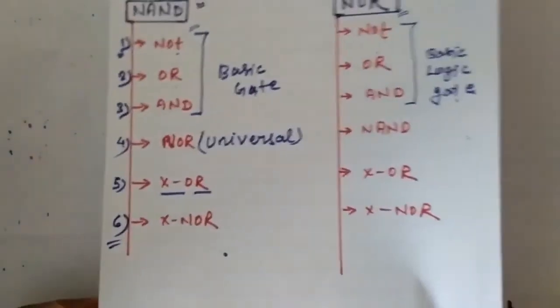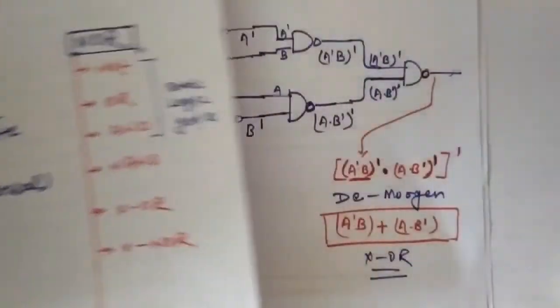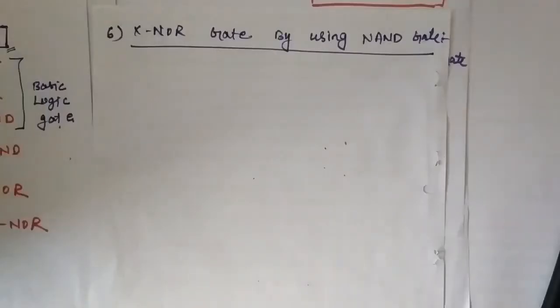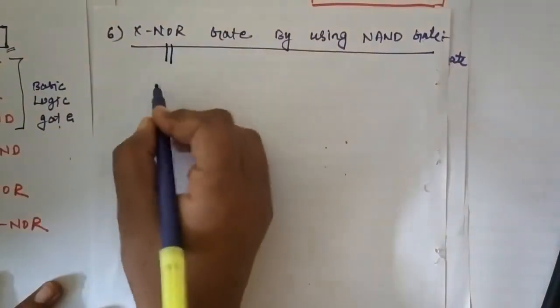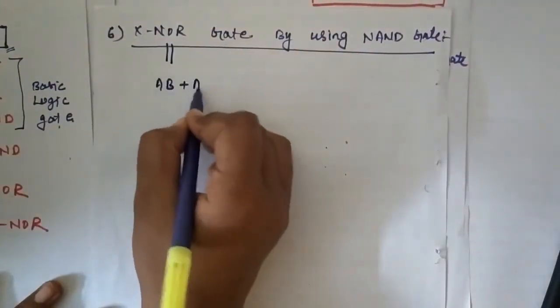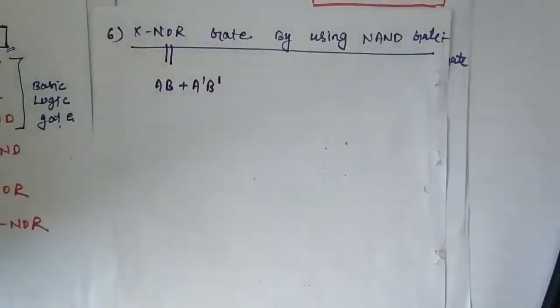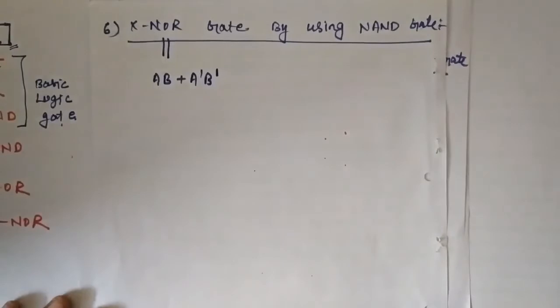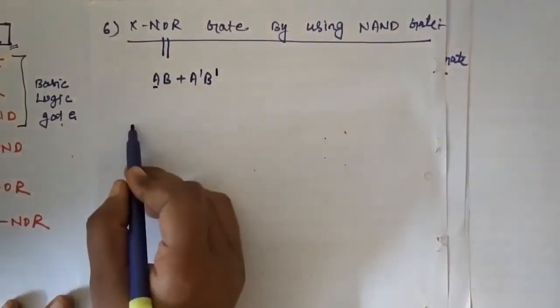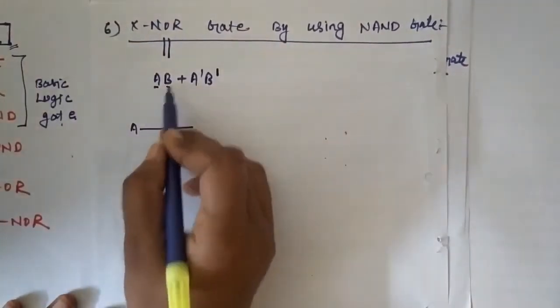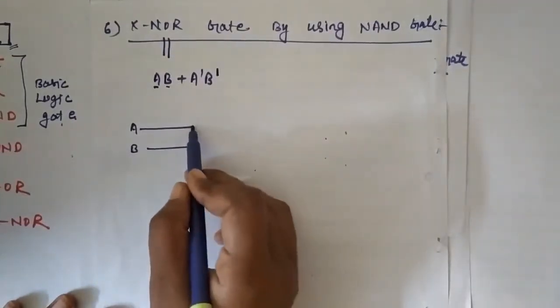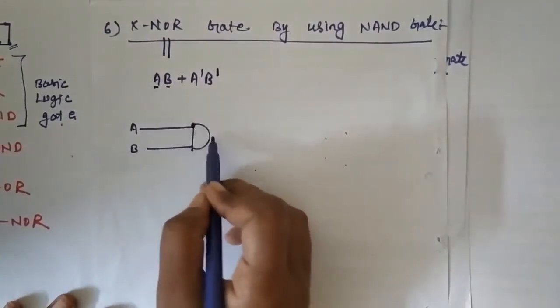We can create an XNOR gate by using which gate? NAND gate. So this is the last one, XNOR gate by using the NAND gate. So what is the expression of the XNOR gate? The expression of XNOR gate is A into B plus A dash into B dash. So let's create a logic diagram of the XNOR gate by using NAND gates. So for the A, we take input A. For the B, we take input B and use one NAND gate.